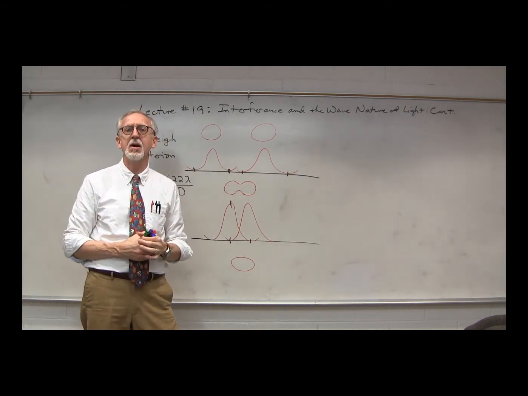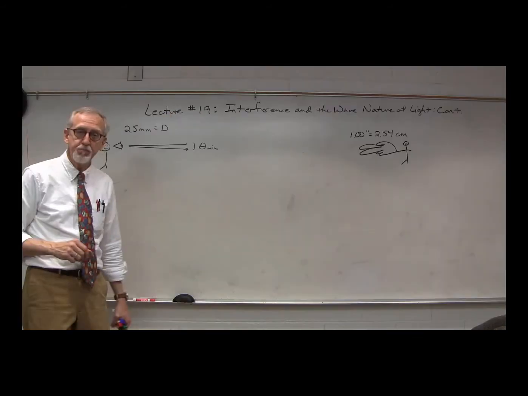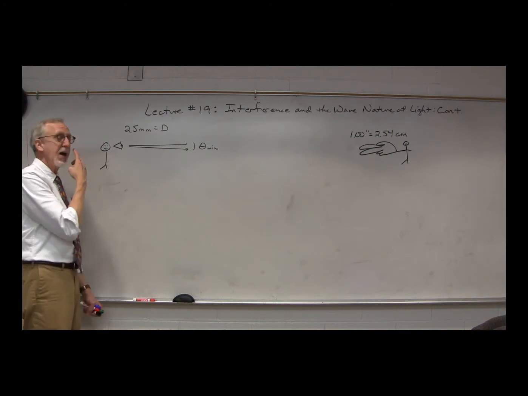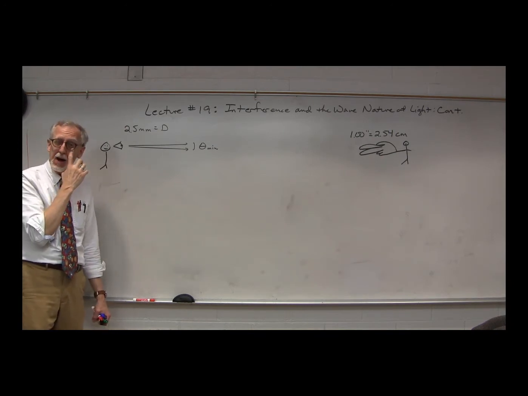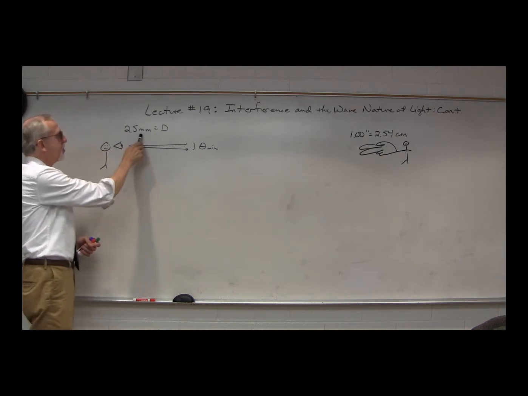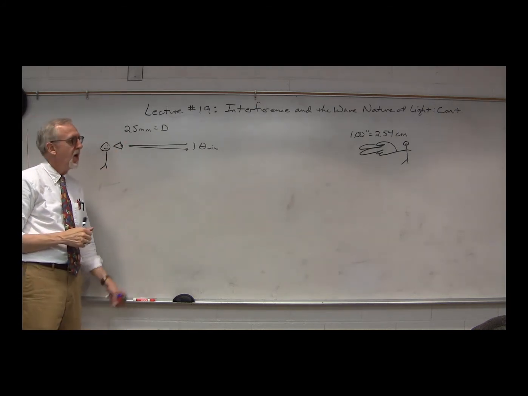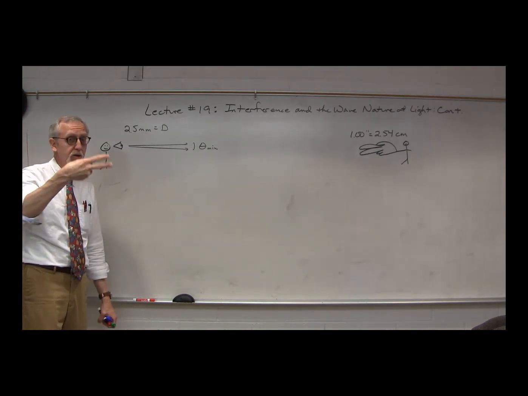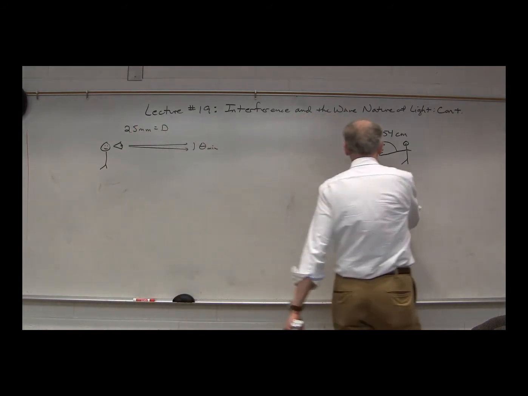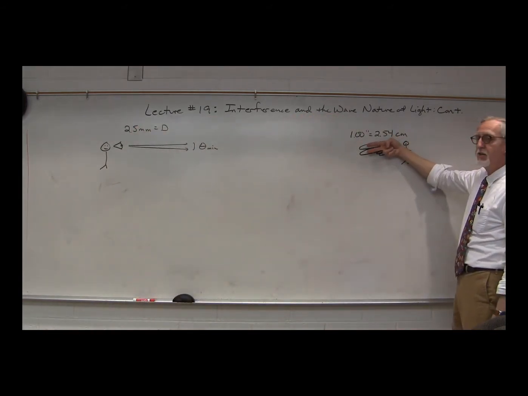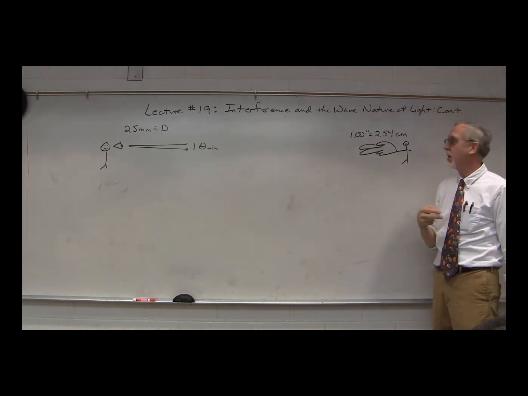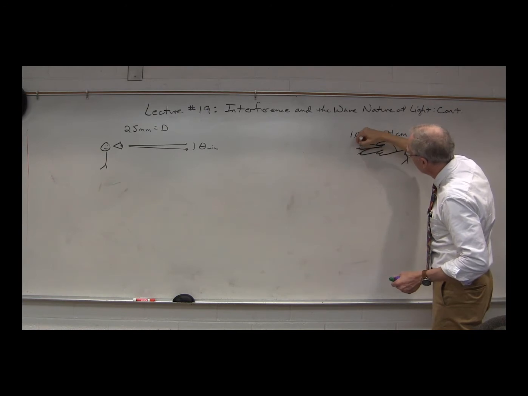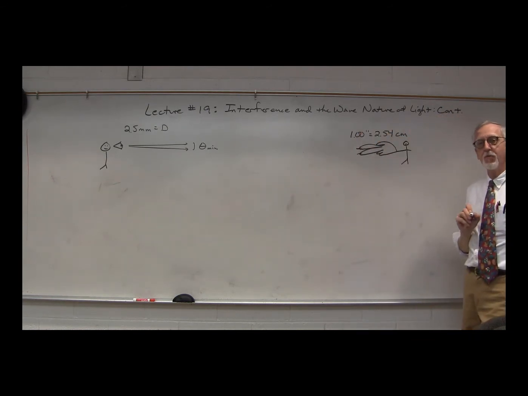Let's stick some numbers in here and maybe it'll make a little bit more sense. Let's imagine that you're standing over here and you've got a friend standing over there. And you're looking at your friend with, let's just say, one eye, and the pupil of your eye has a diameter of 2.5 millimeters. And your friend is asking you, how many fingers do I have up? So your friend is actually holding two fingers, and let's say they're 1 inch apart. In other words, 2.54 centimeters is the distance between them.